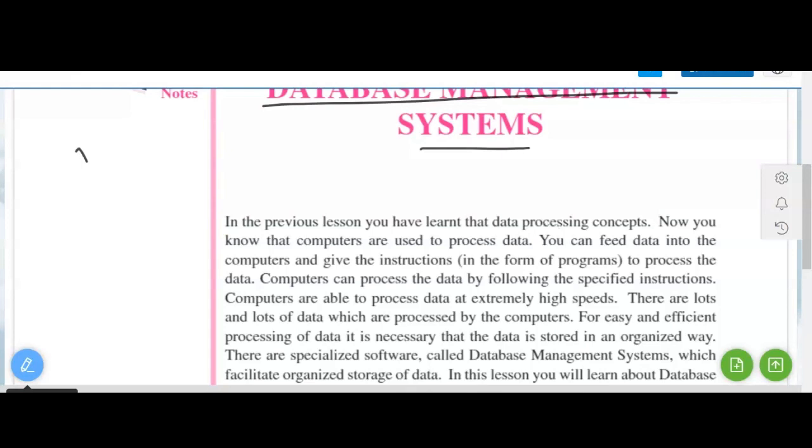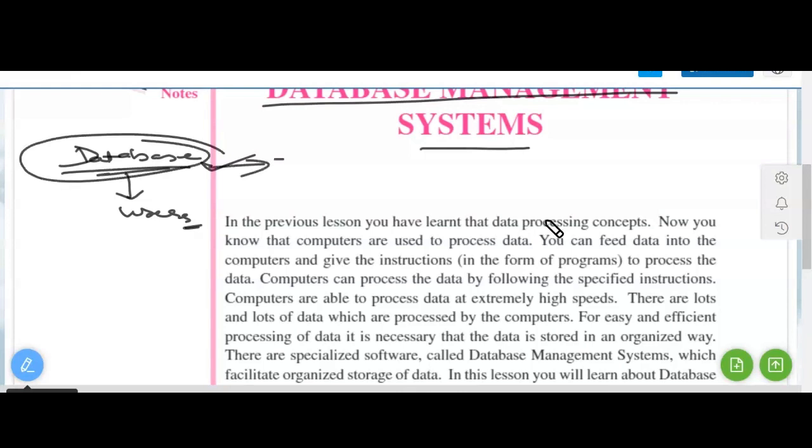Before that you have to know what a database is and how it helps the user. DBMS also enables the user to create, modify and maintain the database, as well as control the access to the data. So what is a database? Before knowing the database management system, we have to know what a database is. A database is used for storing your data.